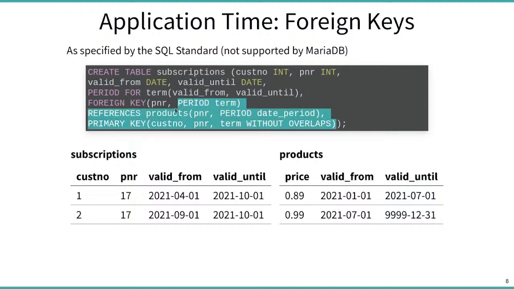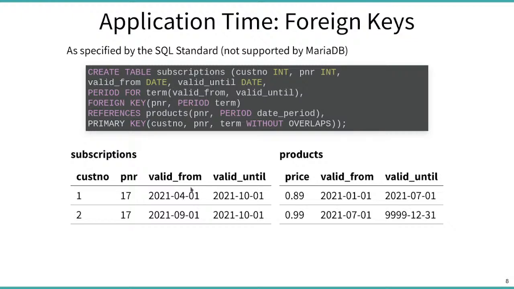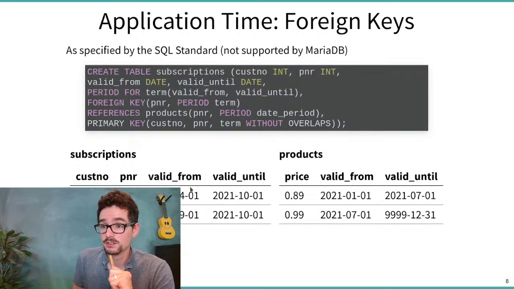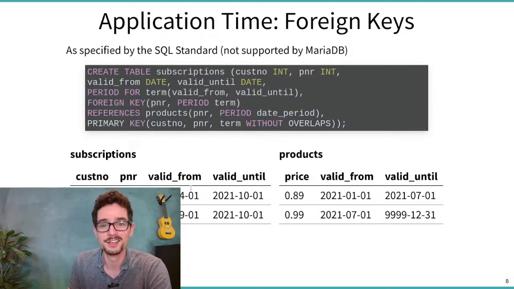And again, here we have a primary key which is not supported in MariaDB. MariaDB does not support foreign keys including the time intervals. But this way you can guarantee referential integrity. You know referential foreign key. I'm a professor for databases and I forgot the word.